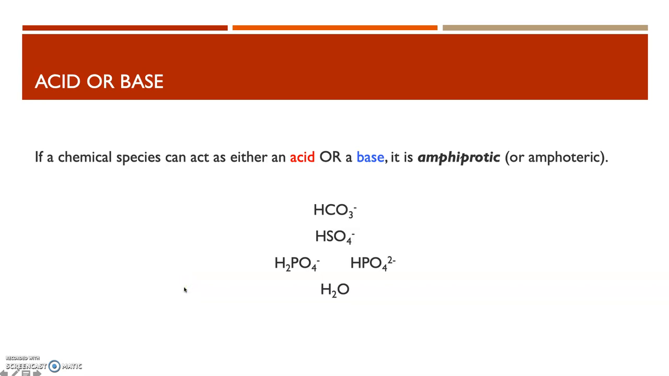If a chemical species can act as either an acid or a base, we call that amphiprotic or amphoteric. Amphoteric is more generic, but amphiprotic, the protic part, means you can add a proton or you can subtract a proton, right? It can act as a base or it can act as an acid. So these species that are listed here are all amphiprotic.